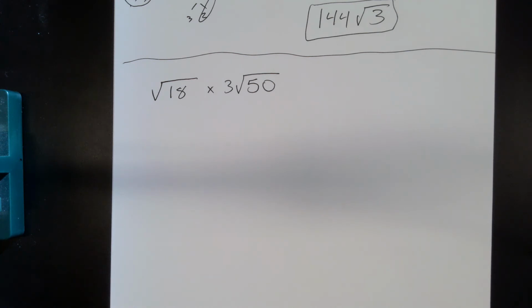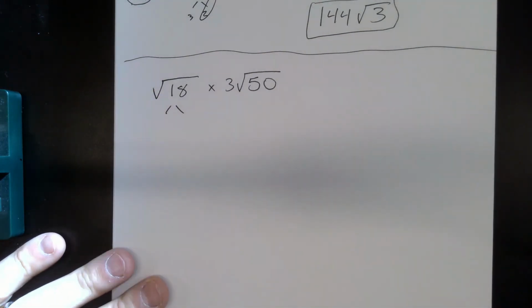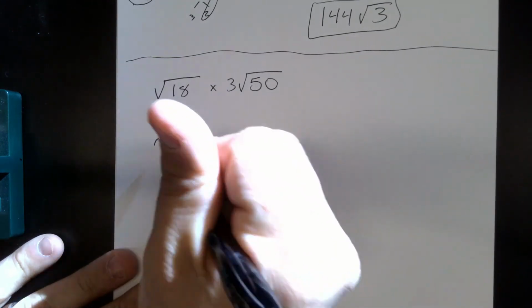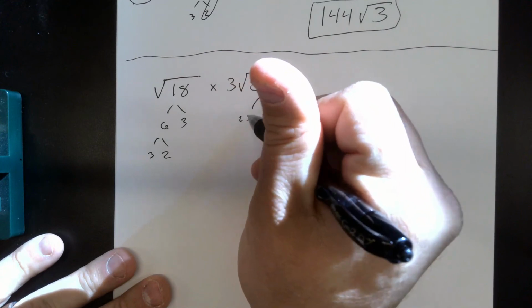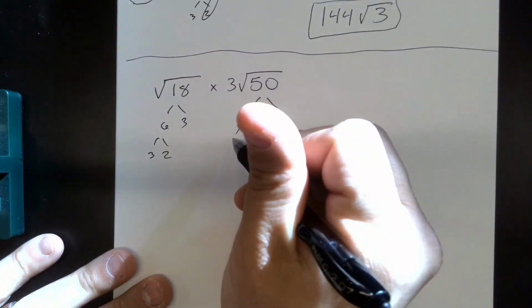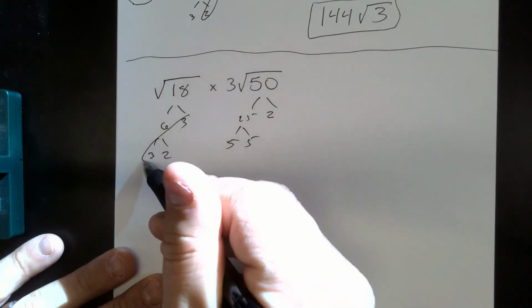Everyone look at him and go, all right, here we go, Preston. You got it with me. Factor 18 for me. Okay, what about 6? Okay, what about 50? What about 25? Okay, do we have a pair in 18?